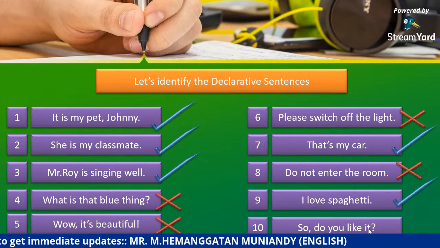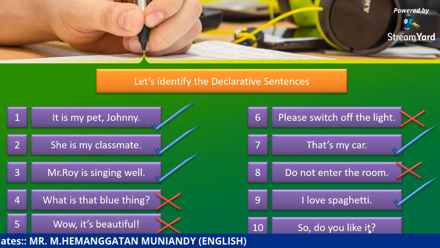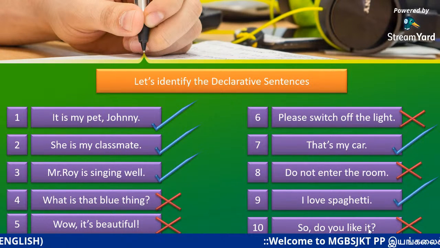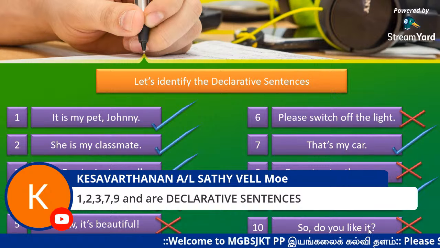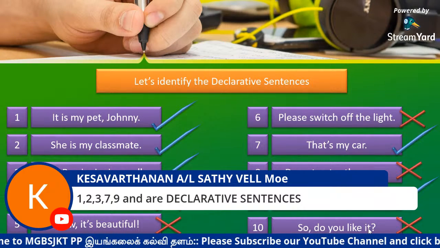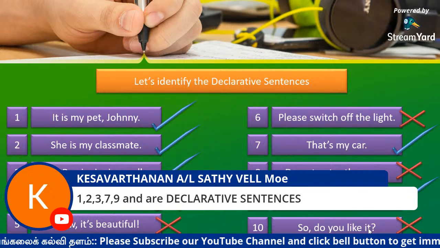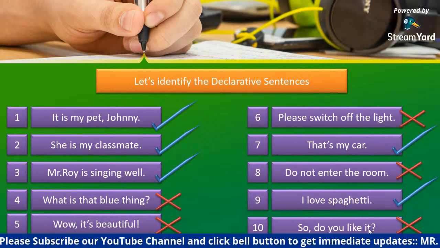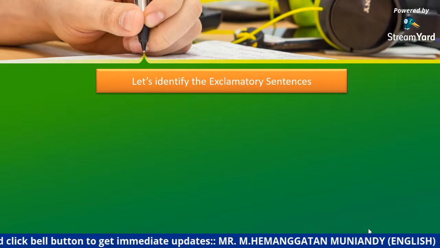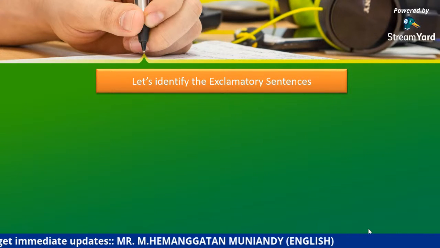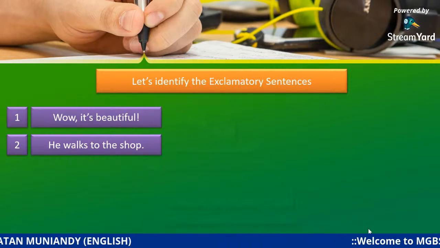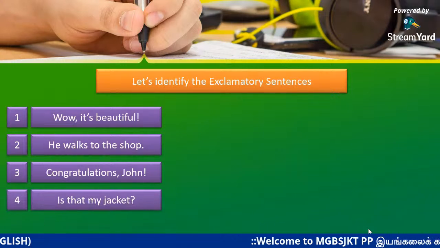Number 9, yes, it's giving information. And number 10 is definitely not an informative sentence. All right? Congratulations to those who have given me the right answer. The right answer is 1, 2, 3, 7, 9. Well done. All right, we move on to the other type of sentence, which is exclamatory. I hope you're ready by now. I have another set of sentences for you.